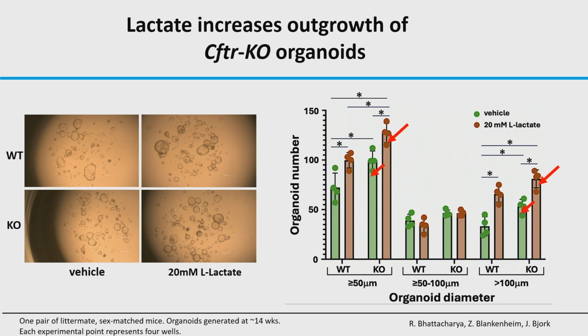And even though both the wild type and the knockout organoids were treated with the same concentration of lactate, we saw that the CFTR knockout organoids treated with lactate showed more outgrowth than the CFTR wild type organoids treated with lactate. So putting all three of these together, we see that loss of CFTR and lactate exposure both caused an increase in outgrowth. And considering that outgrowth reflects the stem cell number and fitness, we think that possibly this effect is actually affecting the stem cells.